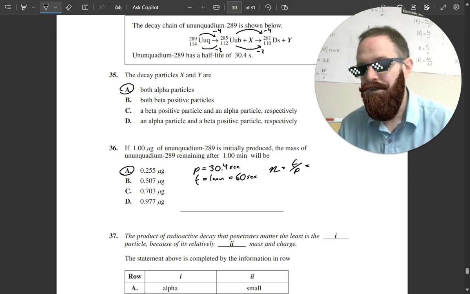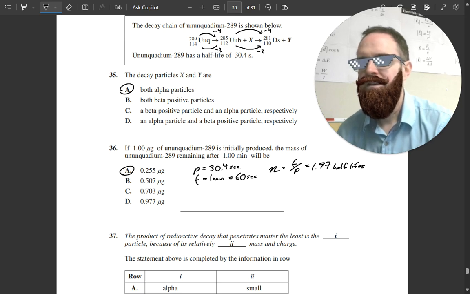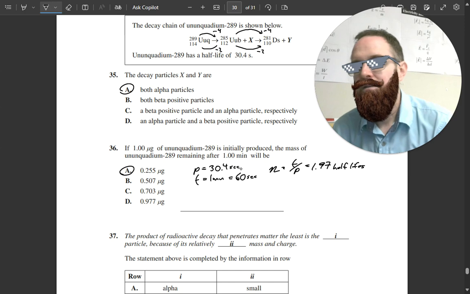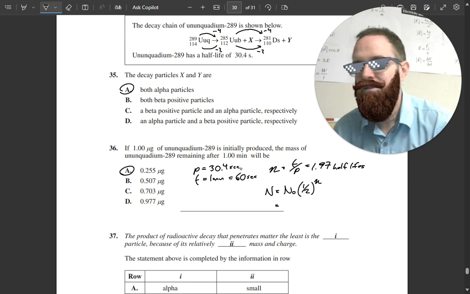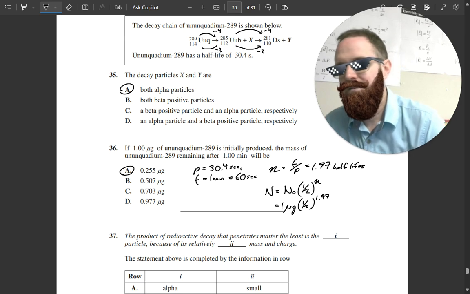by 30.4, which is 1.97 half-lives. Right? So I just quickly divide by 2 twice. Or we can just plug into our formula here. Right? So we've got n that we're trying to find. We have n naught. We have a half raised to the power of my number of half-lives here. So 1 microgram times a half, 1.97 in my exponent there. Half to the power of my answer times 1. Hey, look at that. It's exactly what I was planning.